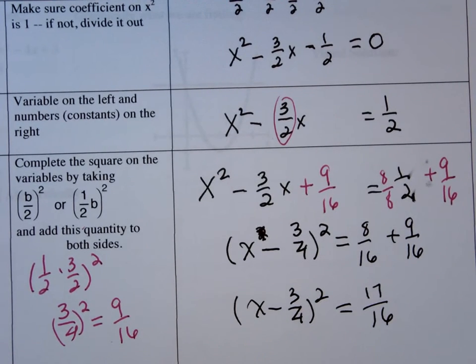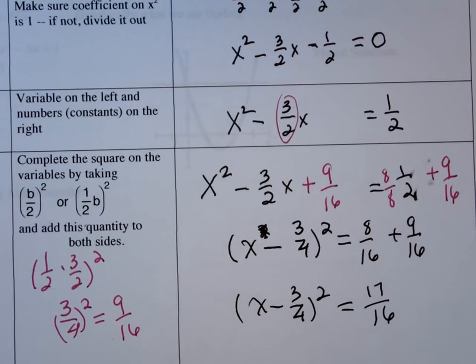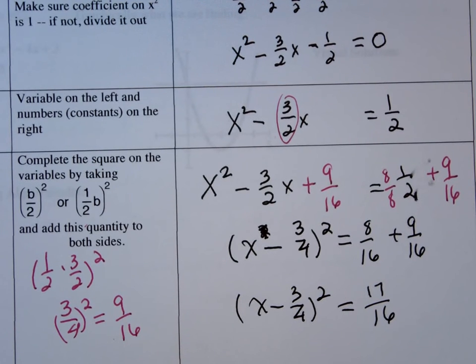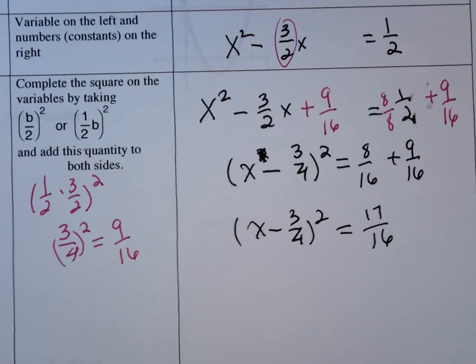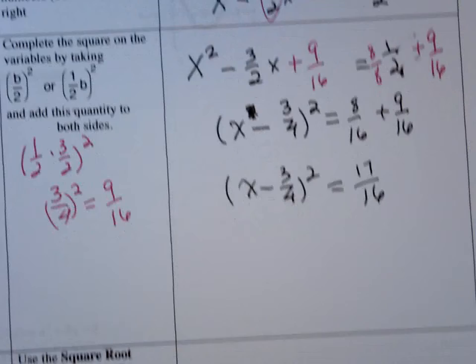Now that's not a perfect square. What that tells me is that I would have had to have used the quadratic formula on it. It didn't factor, because I'm going to have an answer that's got radicals in it.